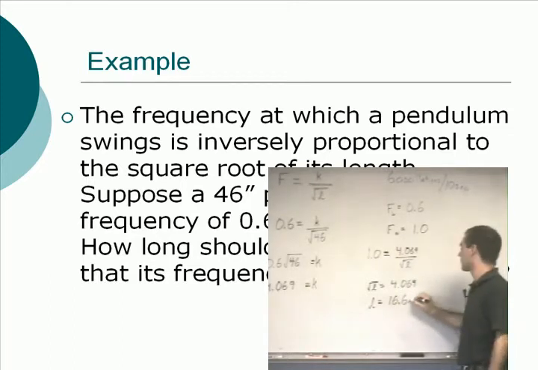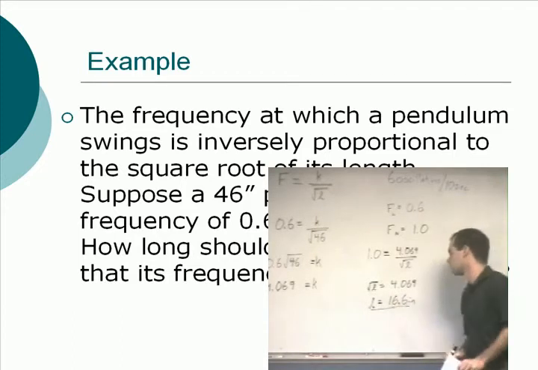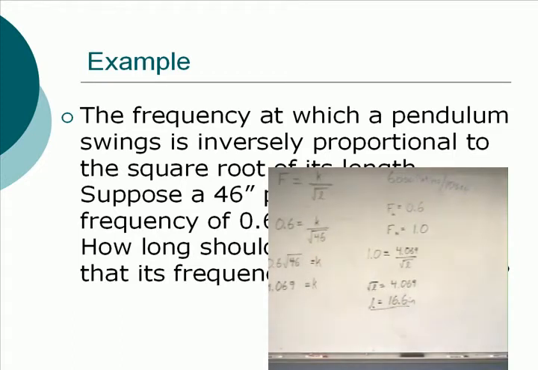16.6. So you should get a length of 16.6. That's the pendulum length that should cycle 1 time per second. So let's check it out.